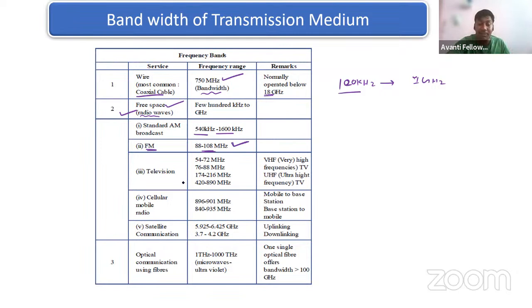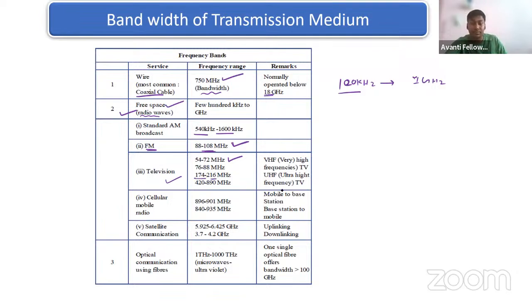Now, in television, these four types of frequency ranges are used. First is very high frequency: 54 to 72 megahertz and 76 to 88 megahertz. Another will be 174 to 270. If you have all four ranges in the options, then that will be television. These frequency ranges are used in television broadcasting.